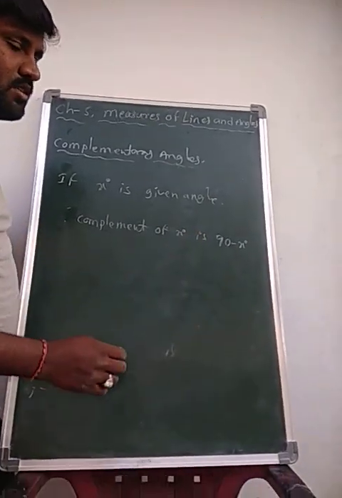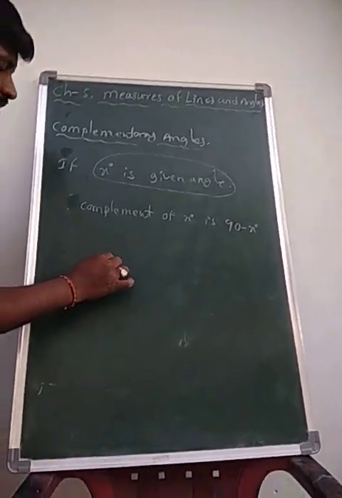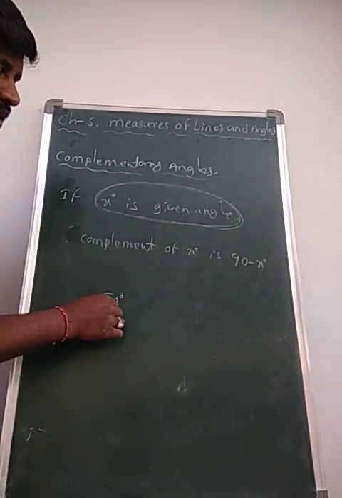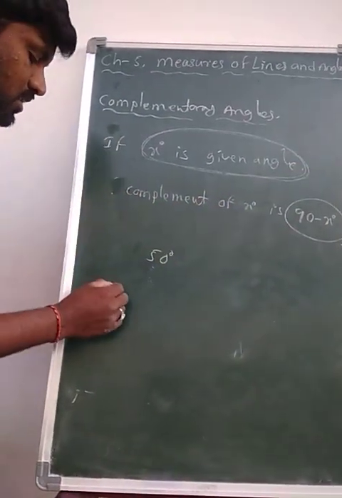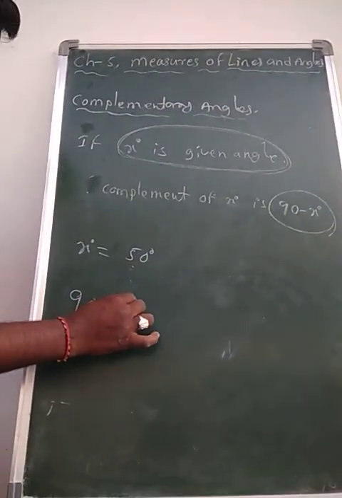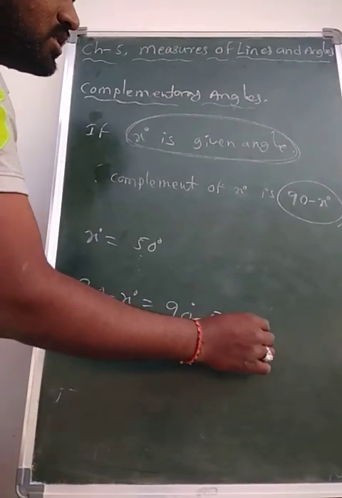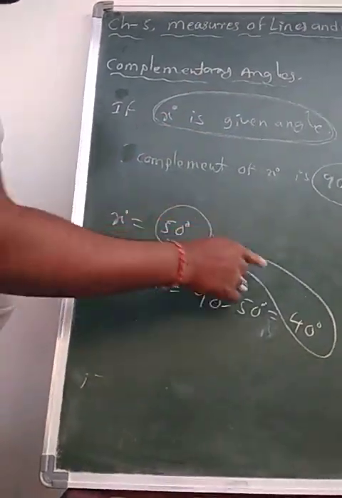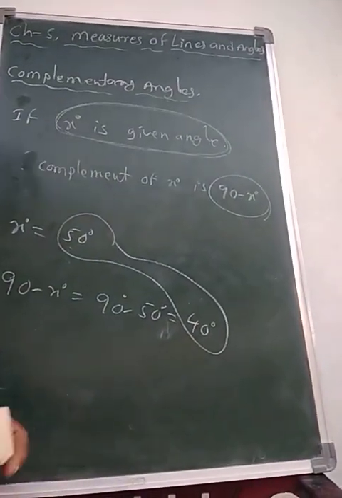90 minus x degrees. For example, the given angle I'm taking here is 50 degrees. What is the given angle? The given angle is 50 degrees. What is its complement? Complement is 90 minus x degrees, here x degrees is equal to 50, so the complement is 90 minus 50 degrees, that is equal to what? 40 degrees. Clearly 50 plus 40 is equal to 90. These two angles are complement to each other.